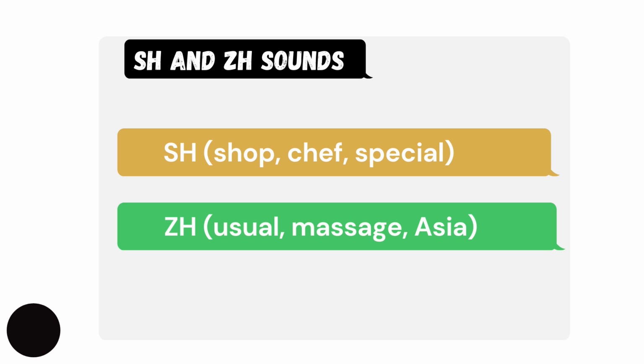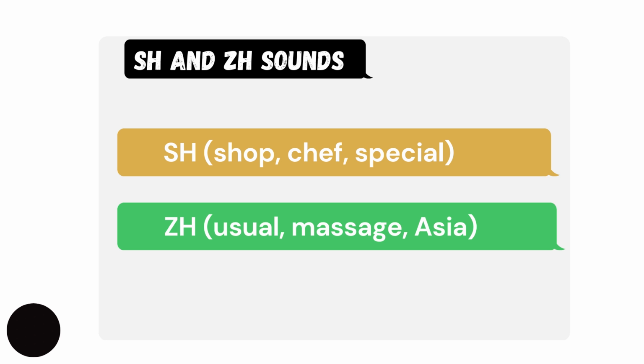Let's move on to ZH. In ZH, ito naman yung naghalong Z and H. Example, we have usual, massage, Asia, right? So it's not as simple as SH. Some people are confused with that. Some say Asia with a J sound, but instead we say Asia with a ZH sound. Some say massage with a J sound, right? But the correct pronunciation is massage and usual. Z and H blend together in coming up with these words. So I hope that you have pronounced these words correctly on your own.